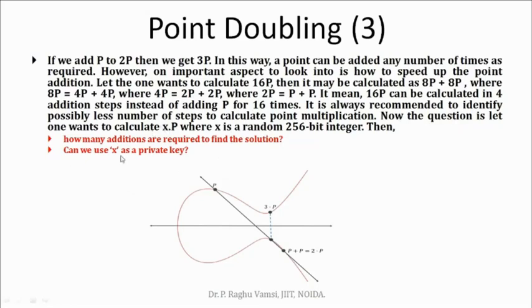Can we use this particular x as a private key? Obviously yes, because we are giving the user the freedom to select whatever random number they want in the 256-bit integer range, and that random number will be kept secret at their end. And this P is public, which everyone knows. Even though everyone knows the public key and the result, it is very, very difficult to trace back what the x value is, because you don't know how many additions and how many multiplications you have done to get that particular resultant solution.